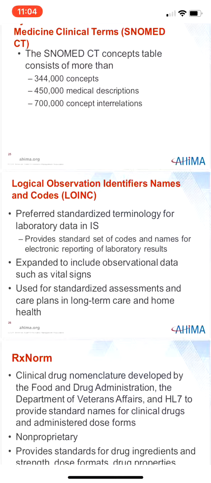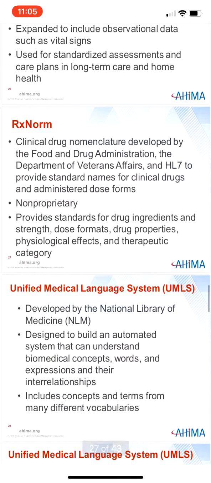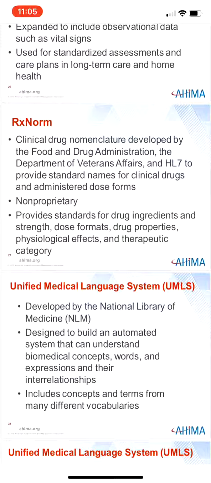LOINC was not intended to share all data collected about a laboratory test, but instead to identify test results. The standardization allows the results from multiple laboratories to be easily understood. Our next one, RxNorm. This is another one you should be familiar with. RxNorm is a clinical drug nomenclature developed by the Food and Drug Administration, the Department of Veterans Affairs, and HL7 to provide standard names for clinical drugs and administered dose forms.